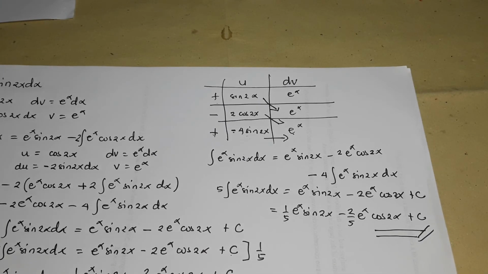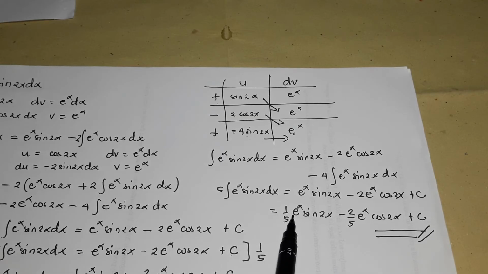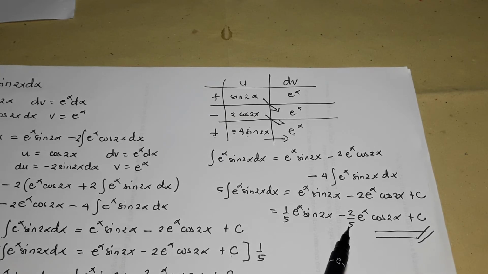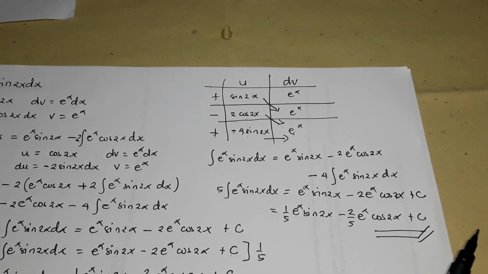Okay, so once more, that's 1 over 5 e to the x sine 2x minus 2 over 5, sorry, one more.